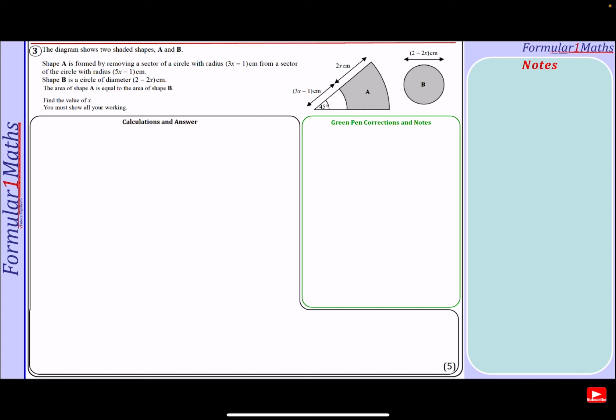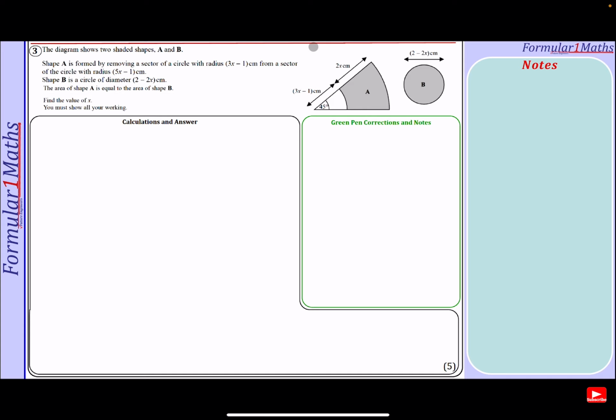Question 3. The diagram shows 2 shaded shapes, A and B. So we've got A here and B here. Shape A is formed by removing a sector of a circle with radius 3x minus 1 from a sector of a circle with radius 5x minus 1. So if I add this one to that, I'll get 5x minus 1.